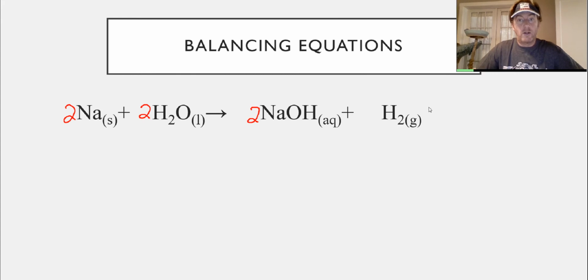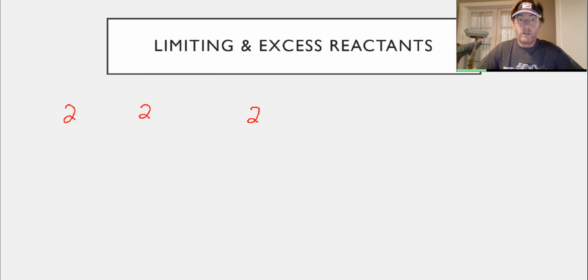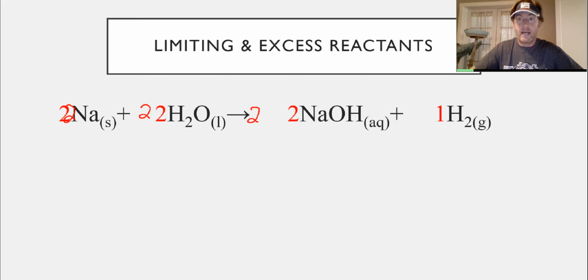So when we think about these ratios, what do those coefficients mean? Well, we can think about it this way. 2 atoms of sodium, 2 molecules of water. We get 2 molecules of sodium hydroxide, 1 molecule of hydrogen gas. Or the more common way to think about that is that we have 2 moles of sodium and it is going to need 2 moles of water to react with it, right? Well, here's our given amounts.